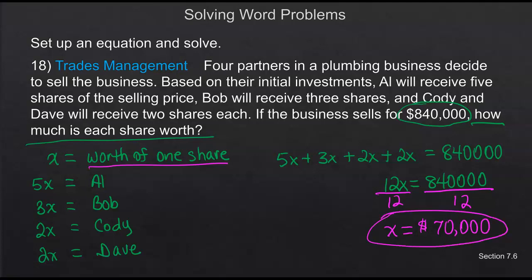And it asks us how much is 1 share worth. It didn't ask us this time to figure out how much each one of them got, but it would be easy, right? So 5 times 70,000 for Al, so he's going to get 350,000 and so on. But we get to stop with just the worth of the 1 share. Okay, so I'm going to stop this video and then we'll go on to section 7.8, which is about scientific notation.